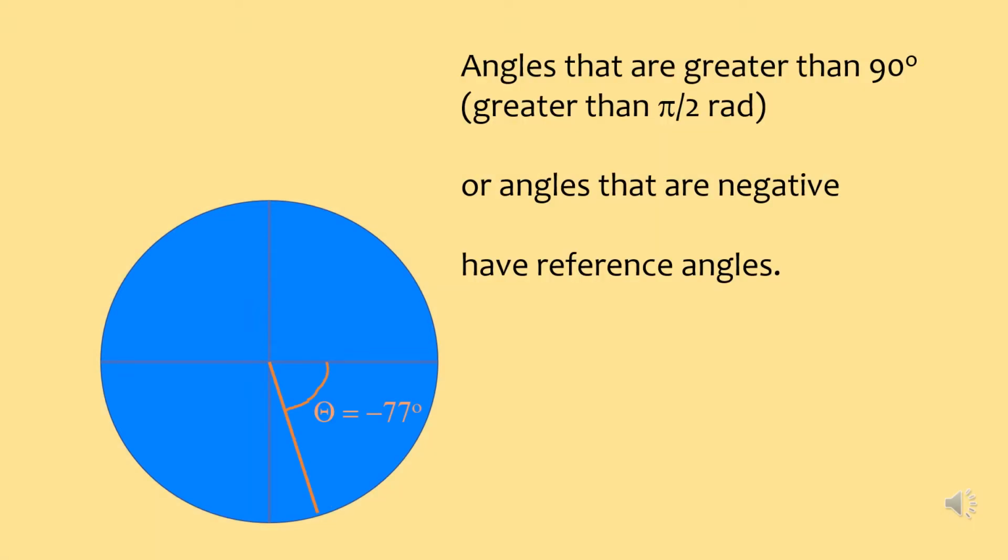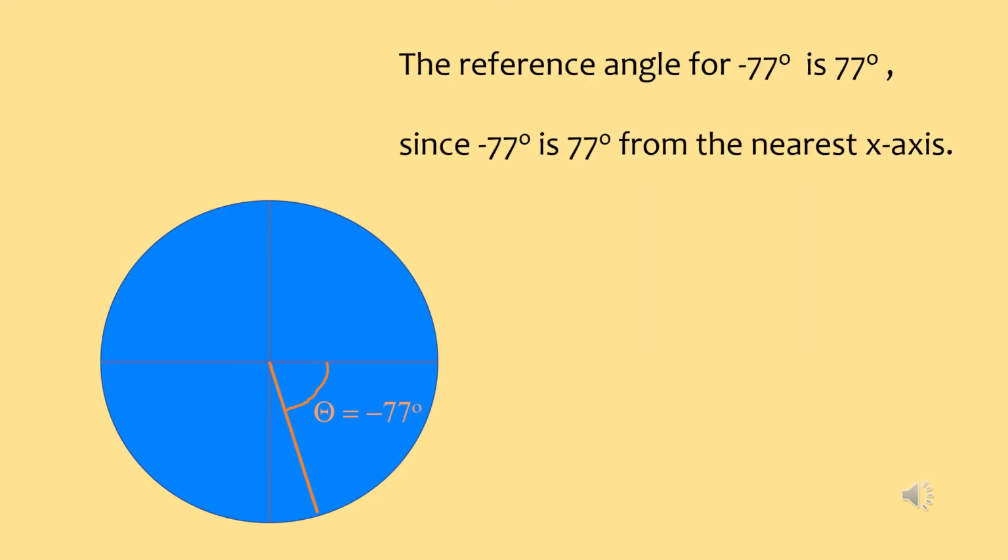Now let's consider some negative angles. Here I've rotated clockwise, hence backwards, to negative 77 degrees. And the reference angle, no surprise, for negative 77 degrees is 77 degrees. The gap between the nearest x-axis and the terminal ray of negative 77 degrees is an angular gap of 77 degrees. So the reference angle for negative 77 degrees is positive 77 degrees.